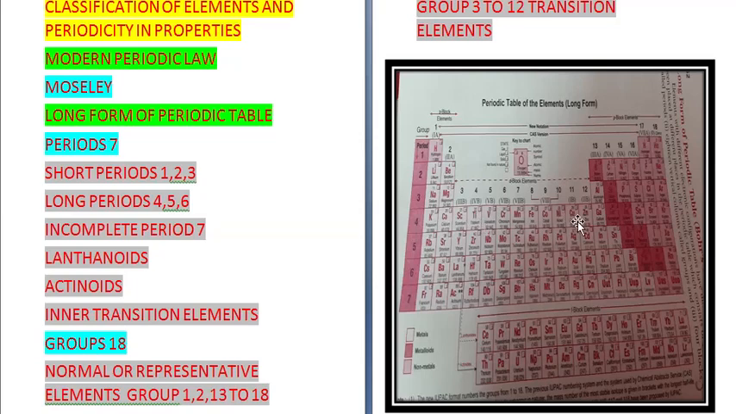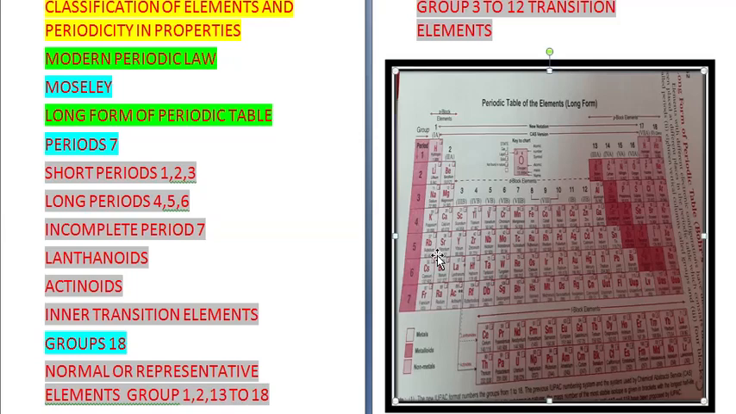Now periods are numbered 1, 2, 3, 4, 5, 6, 7 from top to bottom. And the period number corresponds to the value of n. That is, n is what? The principal quantum number for the outermost or the valence shell. The valence shell is where the last electron goes.